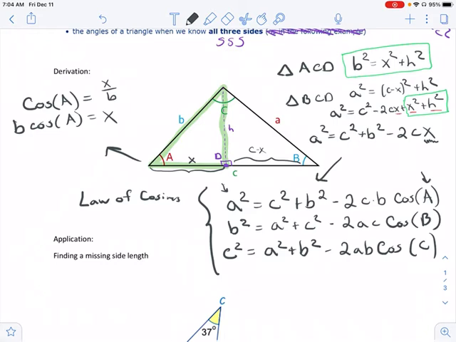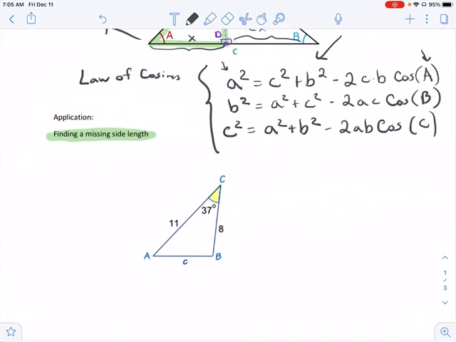Before, we only had the Pythagorean theorem, whereas this is going to give us some tools to figure out some missing angles or some missing side lengths. So let's take a look at how we can use this to find a missing side length.